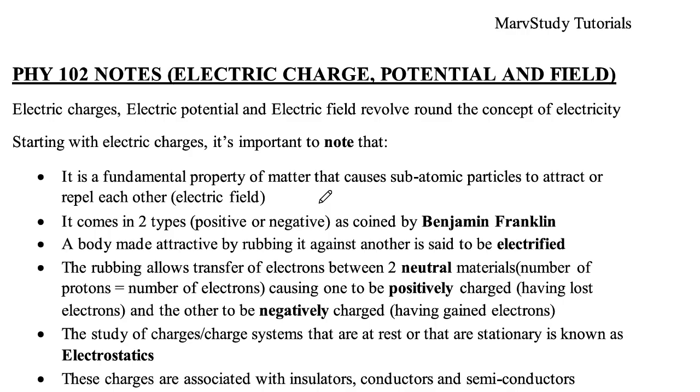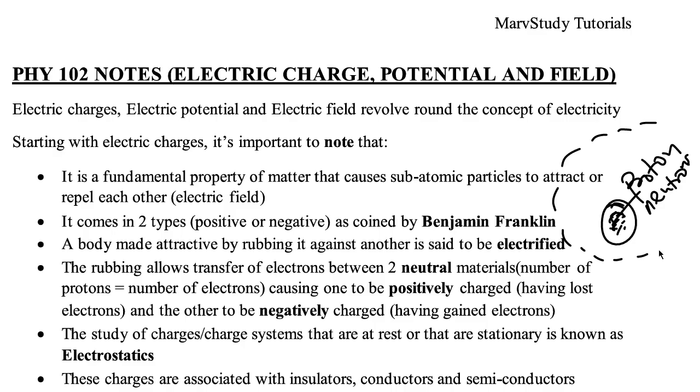Next point, the rubbing allows the transfer of electrons between two neutral materials, and it's important you know what a neutral material is. First of all, from chemistry, you know that we have, for an atom, which is the smallest part of an element, the nucleus, and inside the nucleus we have the protons and the neutrons. And then outside, electrons are revolving around that nucleus. So it's important to know this first of all.